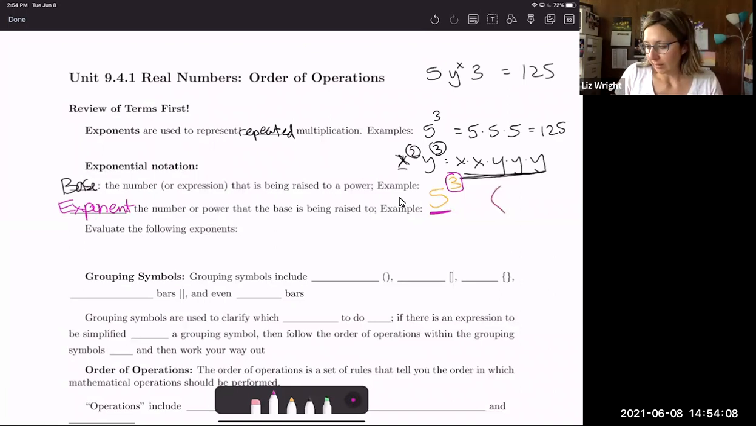You might also see it like this. And so in this case, the xy would be the base. And then the 3 over here would be the exponent.